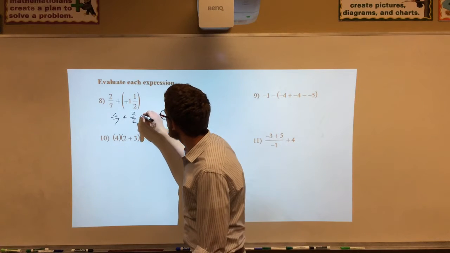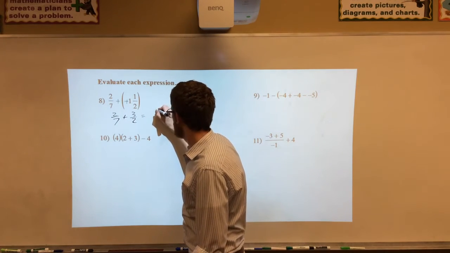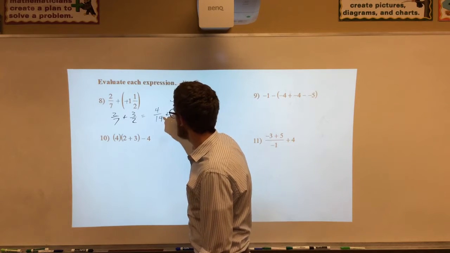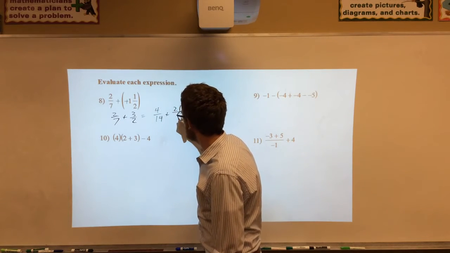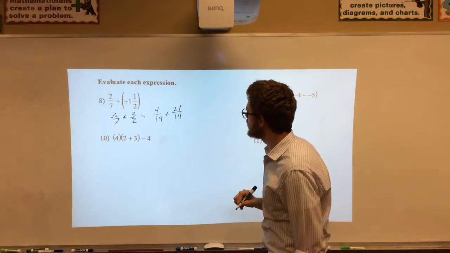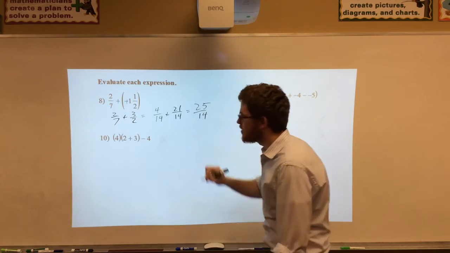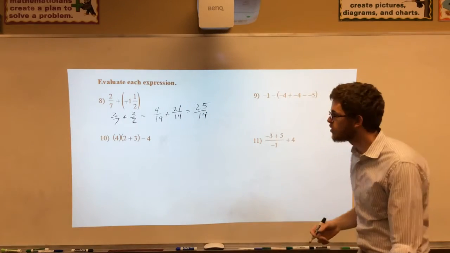Get a common denominator. We have 4/14 plus 21/14. And this gives us 25/14. You can leave it as an improper fraction.